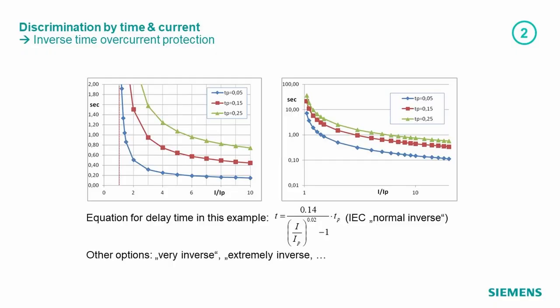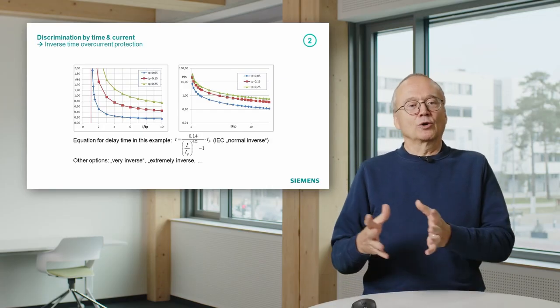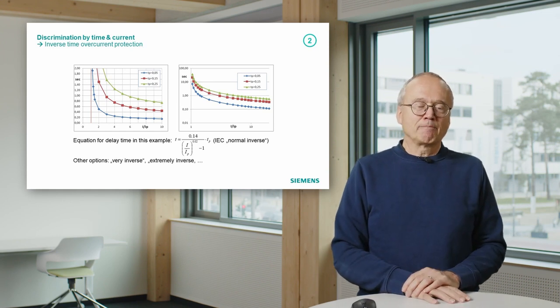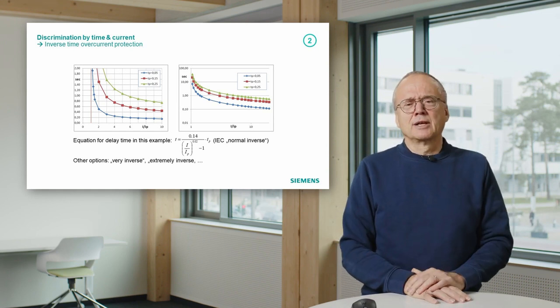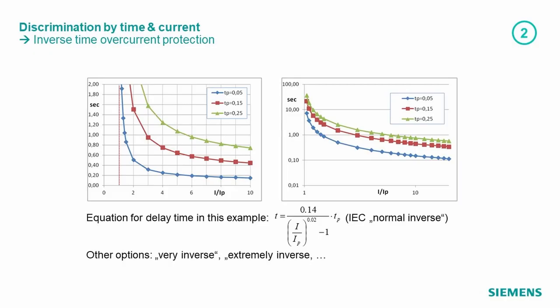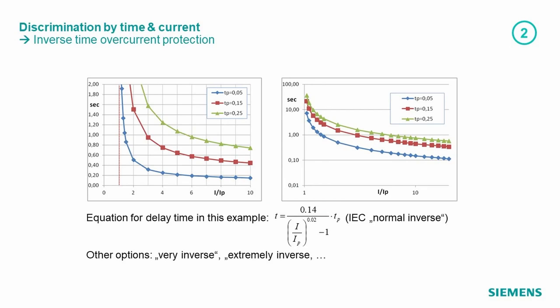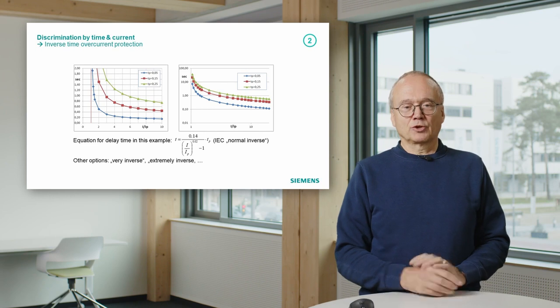You also have different shapes, you see that? That means there are different equations available. Sometimes they have names like inverse time, very inverse, extremely inverse. I think in the standard, in the meantime, we have just assigned numbers to that. You also find these plots either with linear scale or with logarithmic scale. That means you must always be a little bit careful what type of scaling you have. And of course, you can imagine in digital relays, you just program this characteristic. It's not a big thing.